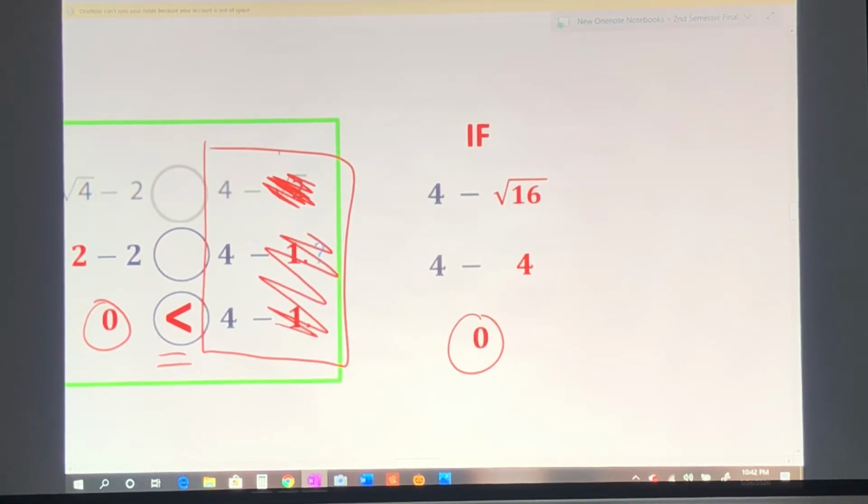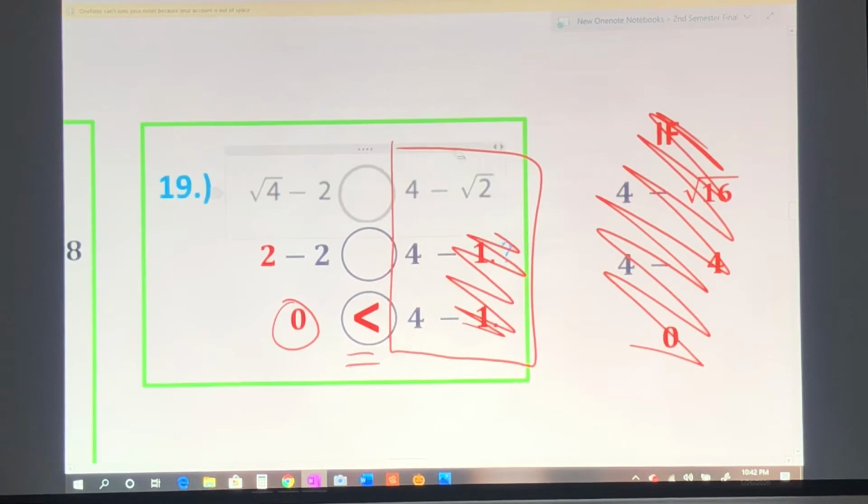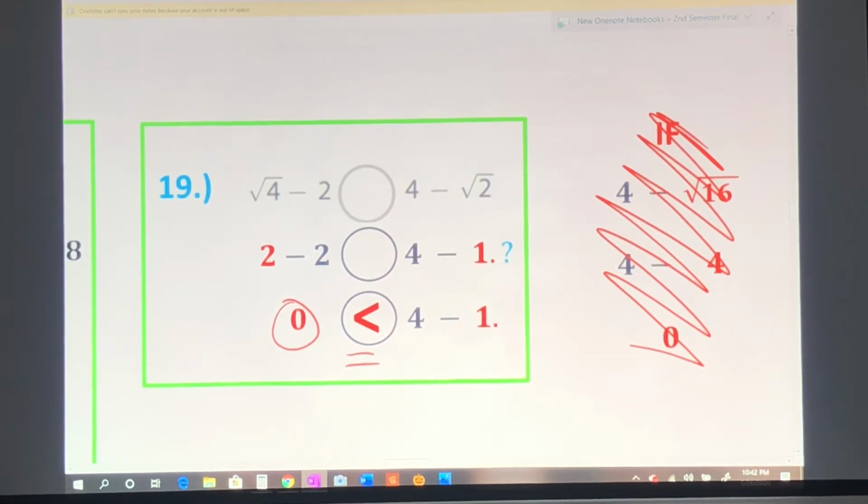So if that was the square root of 16, that would change the whole problem, and that's what it would look like. Oh, 0 equals 0. But it's not, because I wrote if up there. Okay, so since we're looking at this, let's go over it again. The square root of 4 is 2. There it is. 2 minus 2 is 0.